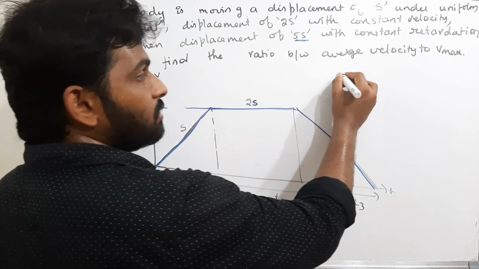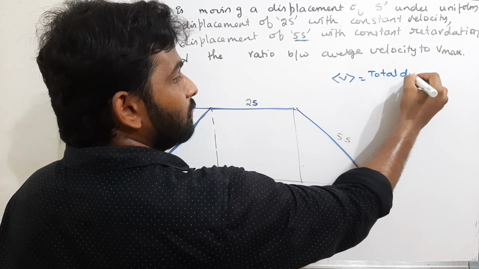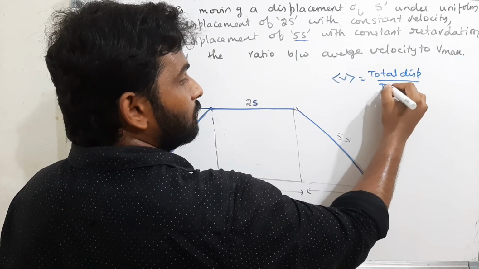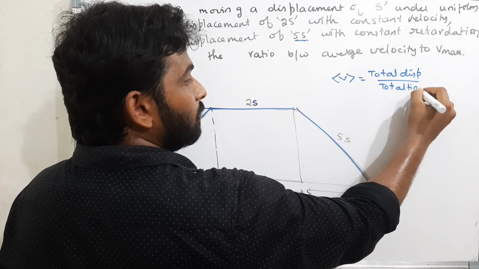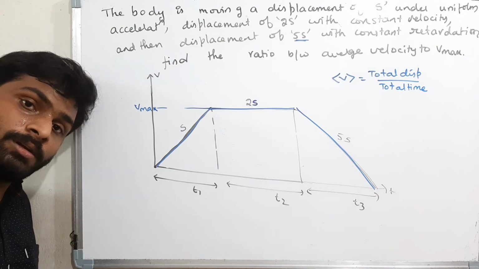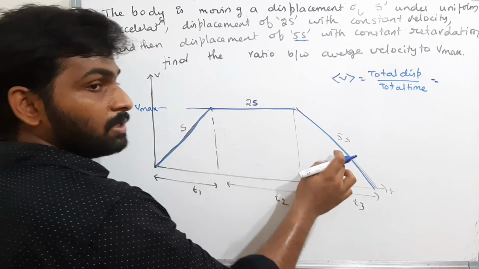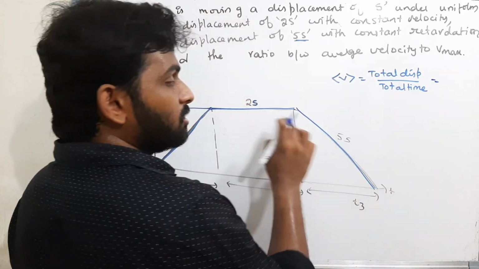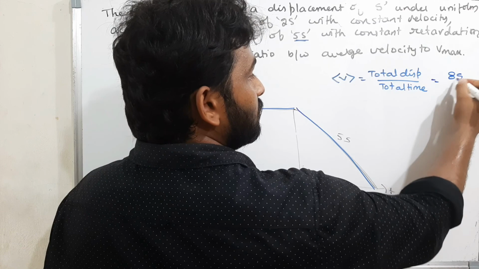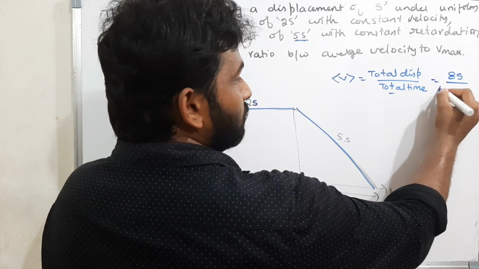Now what is the average velocity? The average velocity is nothing but total displacement by total time. What is total displacement? s plus 2s plus 5s, that is nothing but 8s. What is total time? t1 plus t2 plus t3.